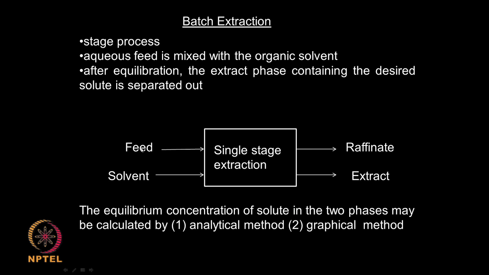So, in the batch extraction you have the feed and you have the solvent, they get mixed up and there is an equilibrium that takes place. The solute moves from the feed into the solvent because of the high partition or high affinity. So, generally the partition coefficients have to be quite high, and the raffinate goes out which will have less amount of solute when compared to that in the feed, and the extract, that is the solvent, will contain a lot of your solute. Now, you can have another stage and so on actually.